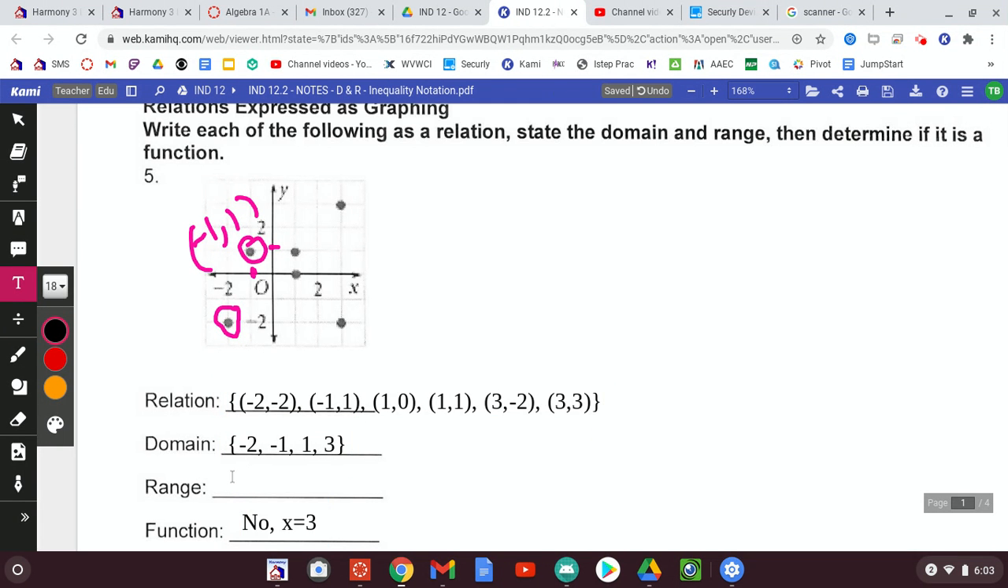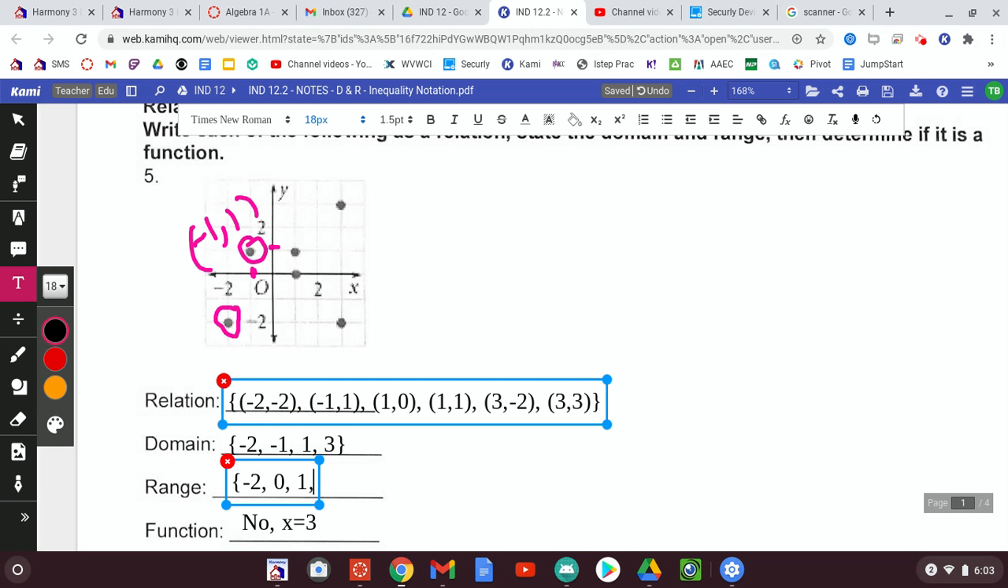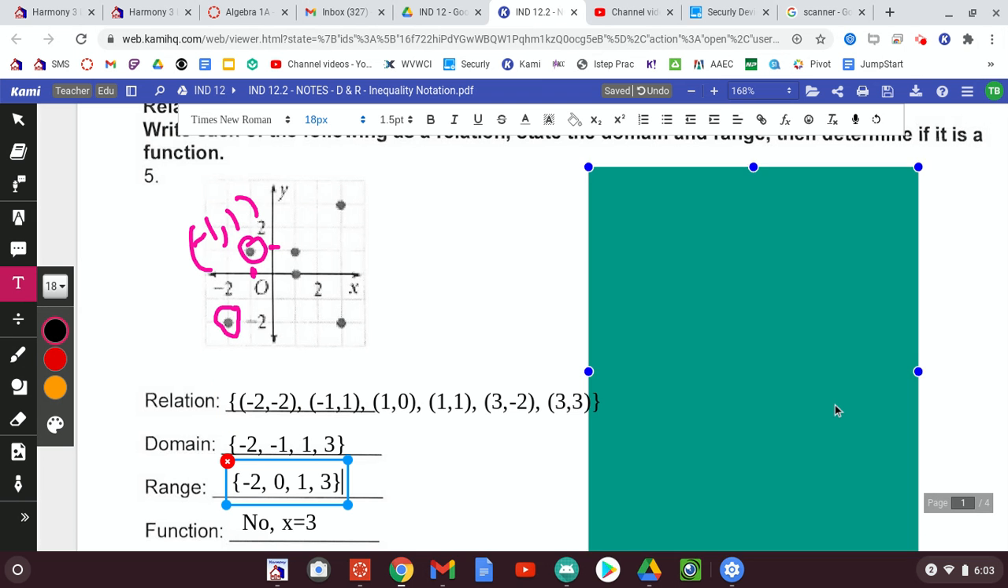And now we need to list our range. So we give ourselves the brackets here, and now we list all of our y values. So I've got negative 2. It's in there twice, but we only have to list it once, right? It's there, and it's also there. Next is 0. And then we have a 1, which is on there twice, but we only have to list it once. And let's see, negative 2, 1, oh, and a 3. So the very last one there is a 3. And then we close up our brackets.